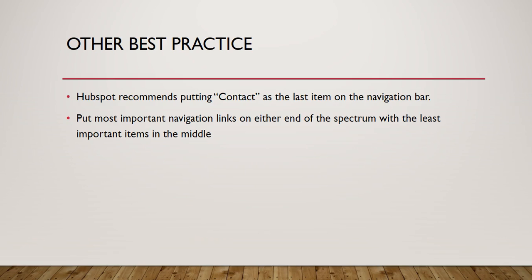And then another cool tip that I learned was that you want your most important navigation links on either end of the spectrum, with the least important items in the middle. So if you really want to highlight two navigation links, you would want the most important one on the far left and the second most important one on the far right. That's something I definitely didn't do with my website that you'll want to try.